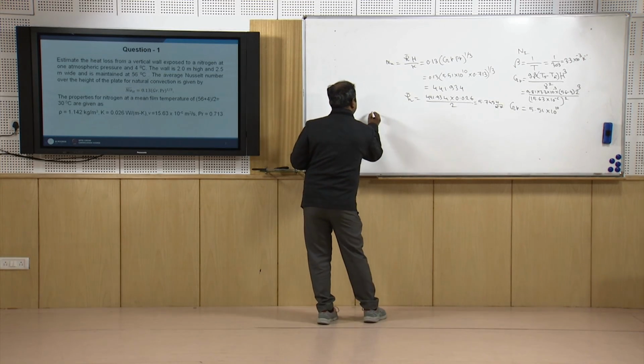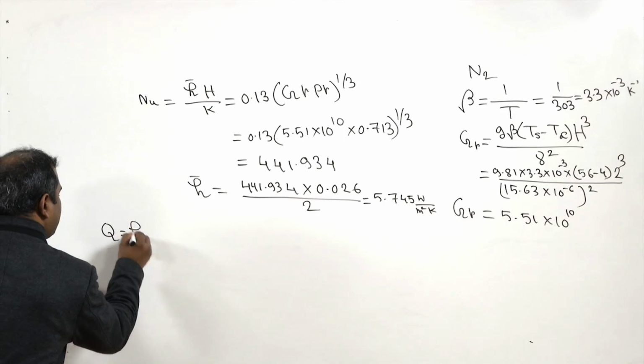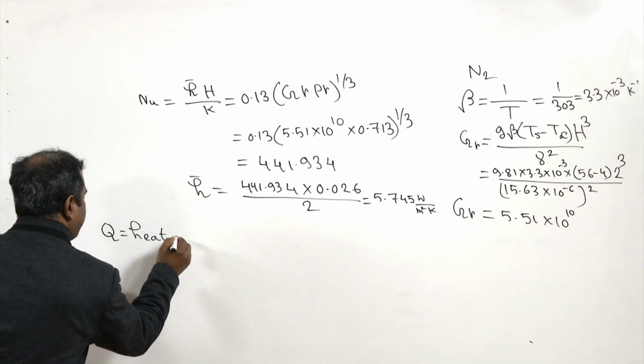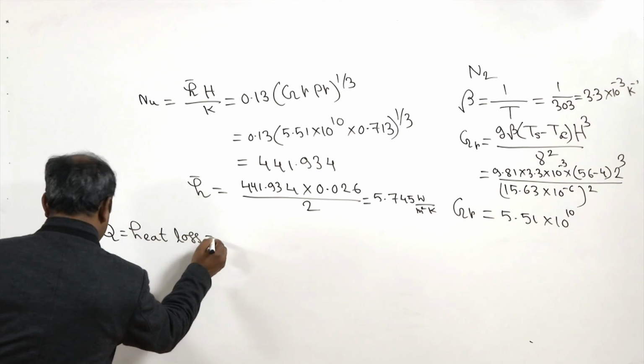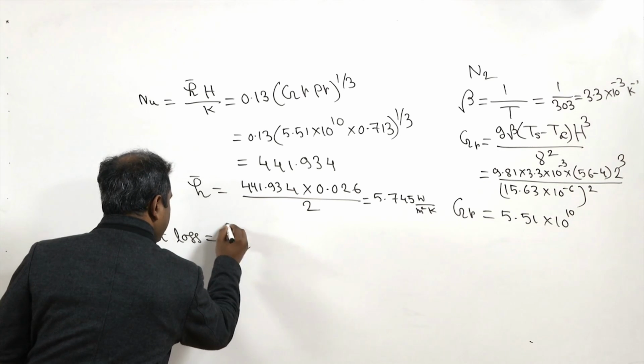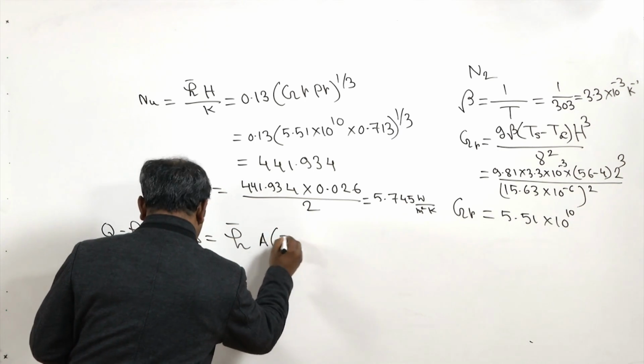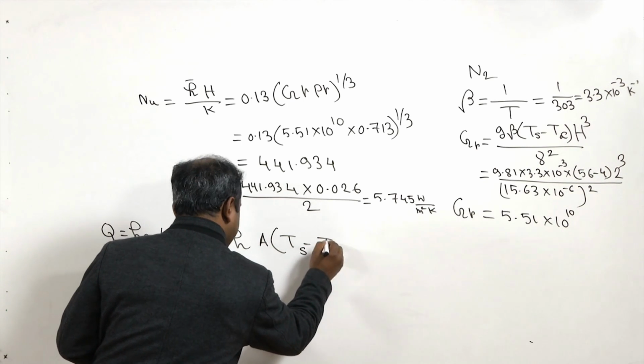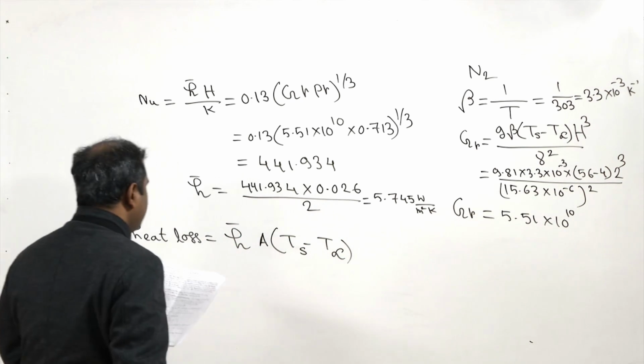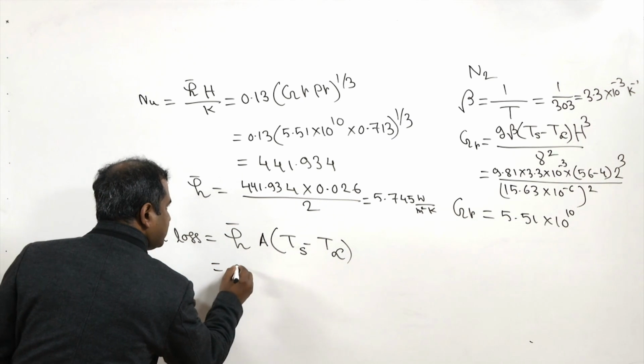Okay. So, heat loss, let us say Q is the heat loss. My answer, what I need to find out. So, heat loss will be actually h average, the average heat transfer coefficient, into area, into surface temperature minus free stream temperature. Okay. So, let me put the value of h first.